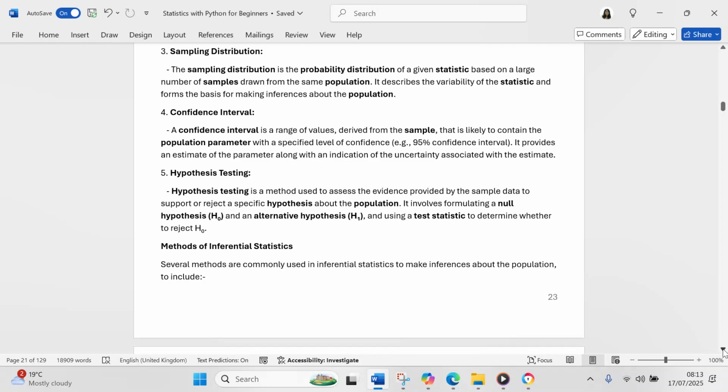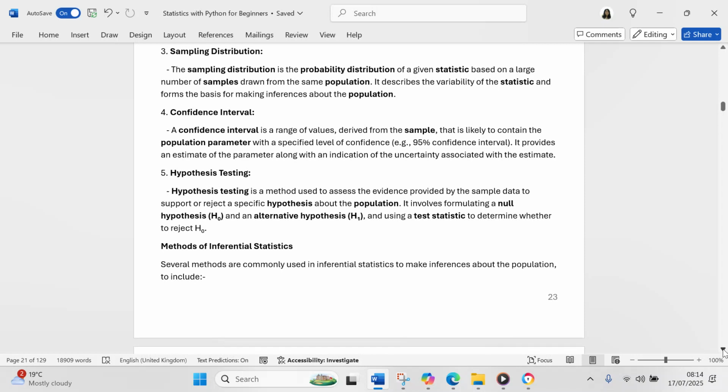You've got the confidence interval. A confidence interval is a range of values derived from the sample that is likely to contain the population parameter with a specified level of confidence, such as a 95% confidence interval. It provides an estimate of the parameter with an indication of the uncertainty associated with the estimate.